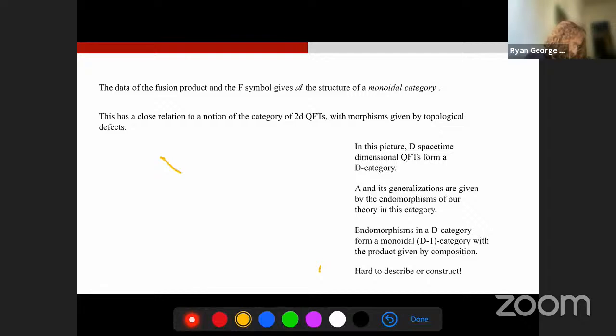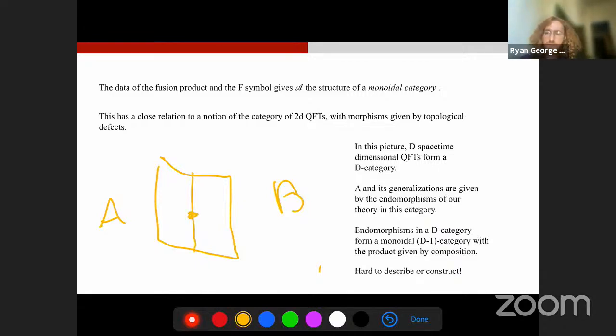In general, you can keep going. I wanted to draw something new anyway, where you have theories A and B. Now I'm drawing them as 3D theories. Now you can have junctions between interfaces and then junctions on those junctions. So this would be like a three category. So in general, we say something like, this is a slogan, I don't know how to say this precisely, but the D space-time dimensional quantum field theories form some kind of D category.